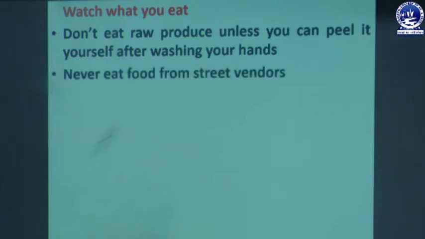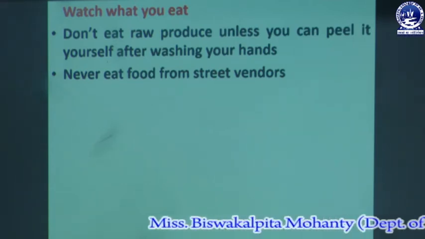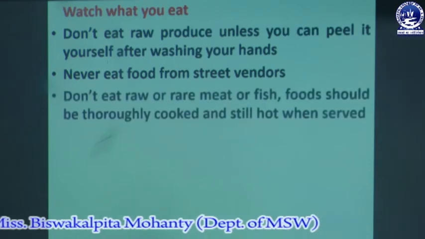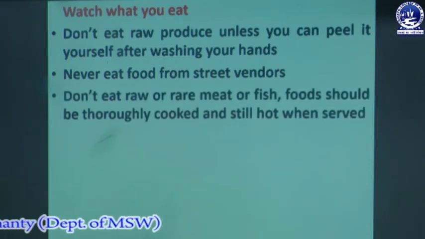Never eat food from street vendors. Don't take food from street vendors, because there are different types of bacteria and viruses in these foods. So if you are taking food, don't take the type of food which is available from street vendors, which is not safe for our health. And don't eat raw or rare meat or fish.